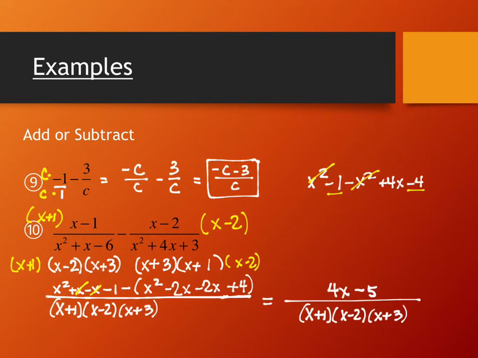Now, it is possible, though it doesn't happen frequently, that what I end up with right here, the 4x minus 5, will actually cancel with something that's in my denominator. So I do need to look and make sure. This one doesn't. But I need to double check. Okay? So 4x minus 5 doesn't have anything that factors out, doesn't match with anything perfectly in the denominator. So I'm done.